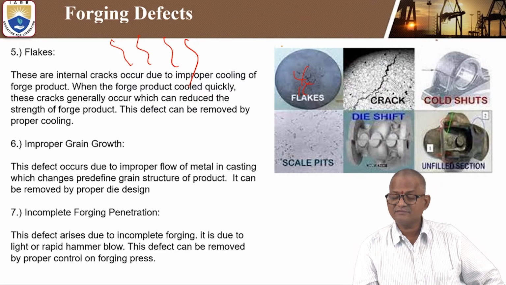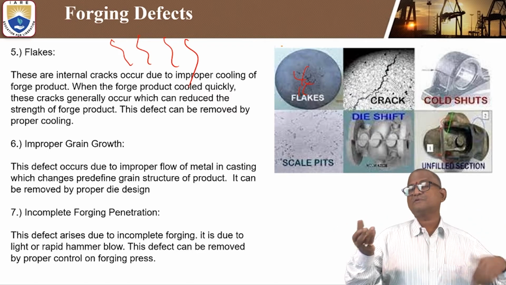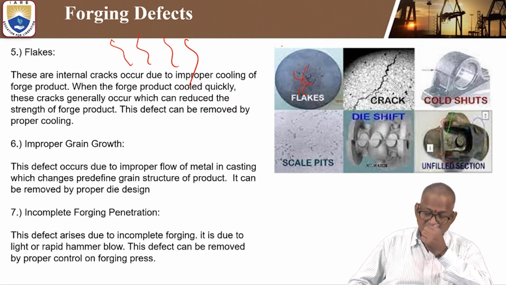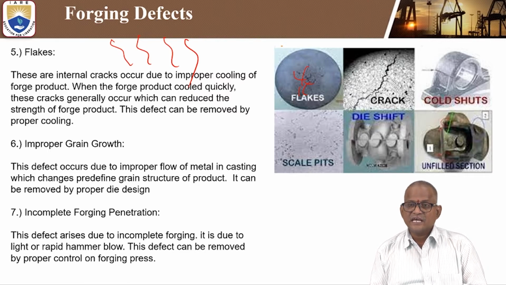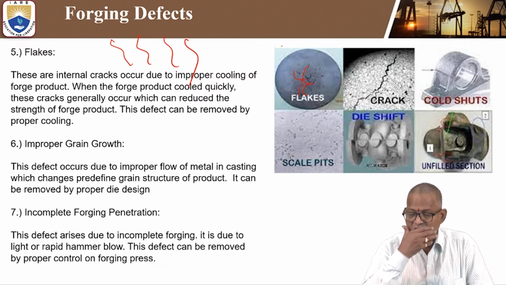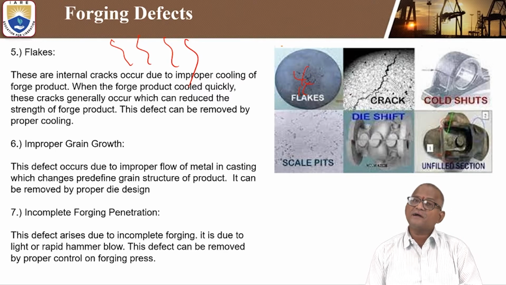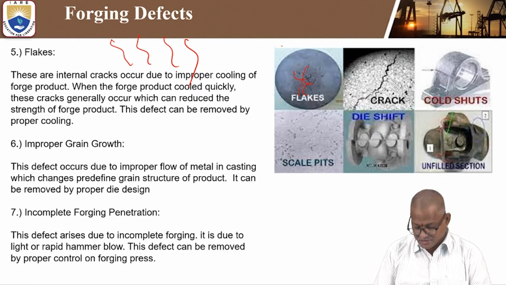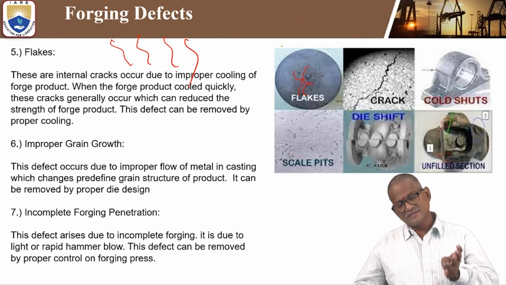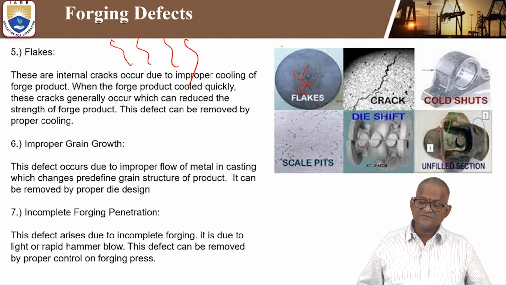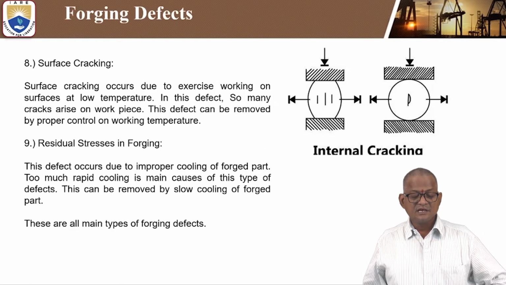Why does the crack occur in this forging defect? If it is a cold working process, obviously large forces are required to change even a small position. But in the case of die shift, scale pits, cold sets, and unfilled section, these are some basic important defects. From the examination point of view, either internal or external, any one defect may be asked in the examination, either casting defect or melting defect or forging defect.